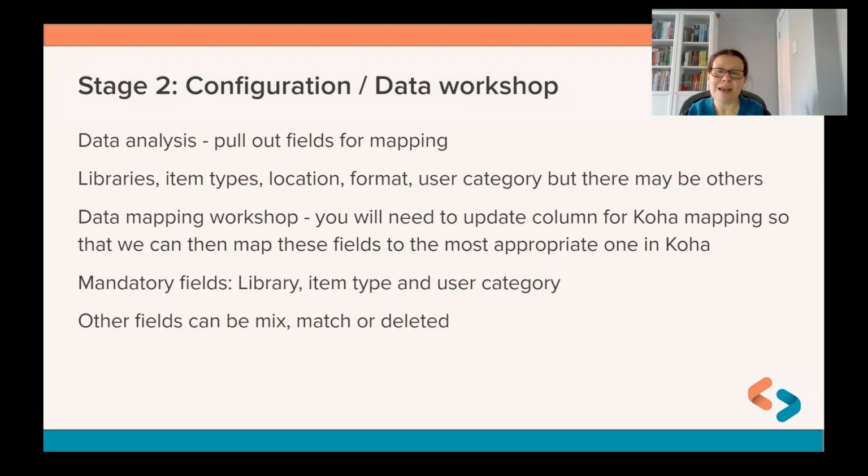Just a note on mandatory fields: for every item, we have to have an item type, and it has to be associated with the library. And for users, we have to have a user category as well, and all other fields are optional. Going back to talking about cleansing of the data, it's also an opportunity for you to think about whether you want things to change, or whether you want to delete fields that are no longer needed. So try and have a think about any of those kinds of opportunities as we're doing this.